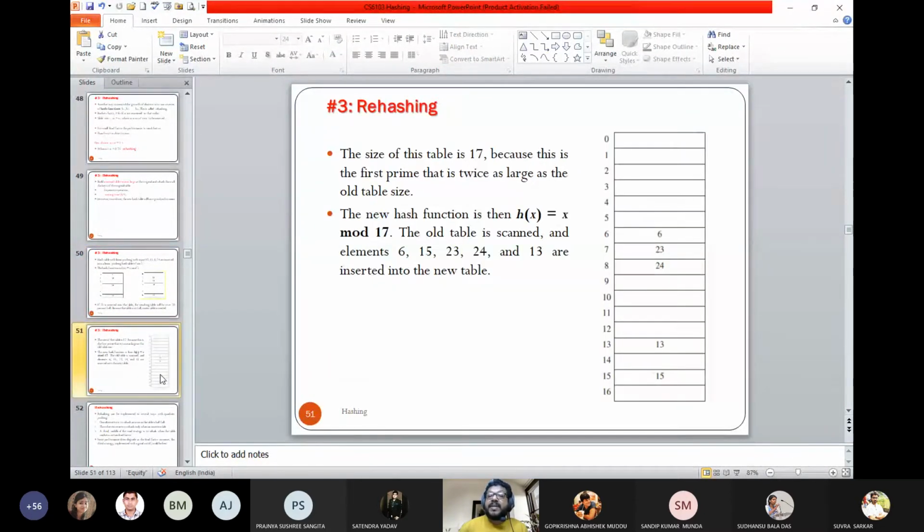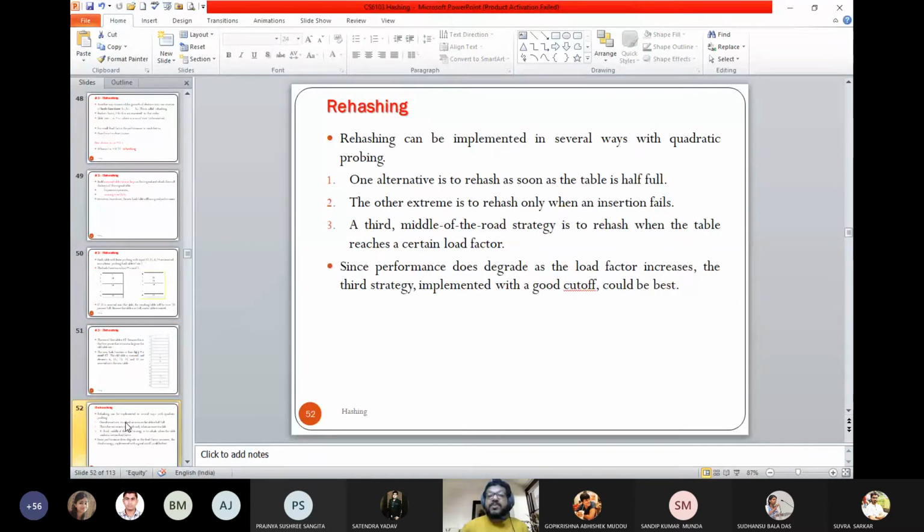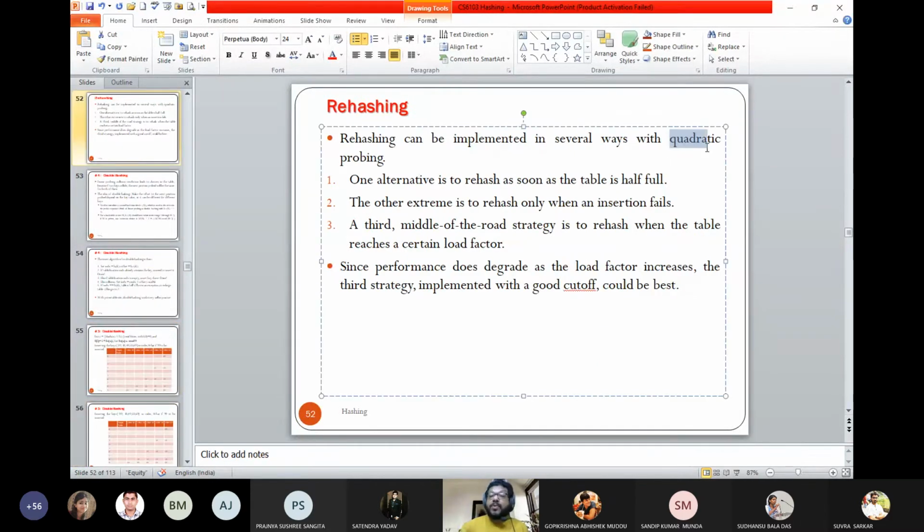So 17 is preferred, and the hash function is x mod 17. Okay, so this is the mechanism of the rehashing. Rehashing can be implemented in several ways, and you have the choice. During that, you can go for linear probing or quadratic probing as a collision resolution technique. This is best suited depending on the key values and growth of the file. Many things are to be considered.